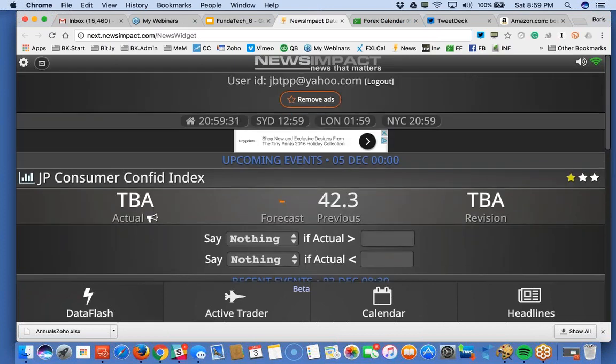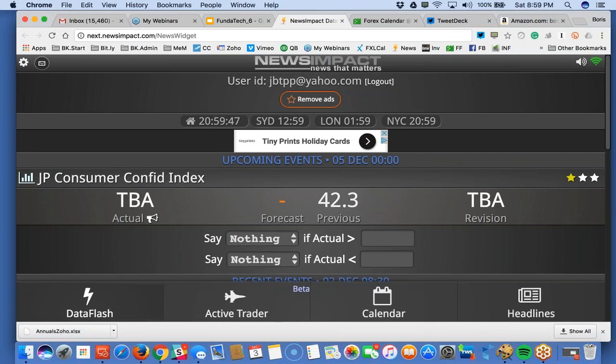All you need to do is register. So, I have my registration. But what this does is this gives you instant access. I mean, this is as fast as Bloomberg. The moment the data hits the screens, you're able to see it.